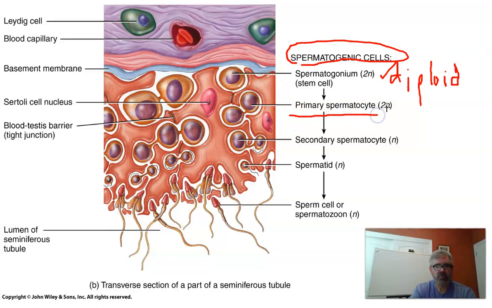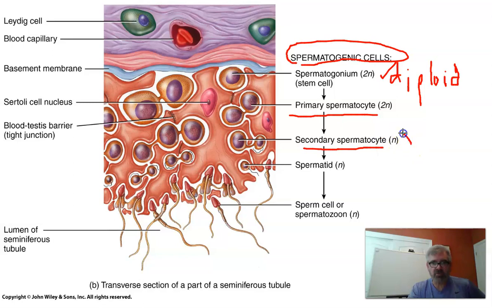Okay. Then as they mature, they're going to come out here, and the next stage will be primary spermatocyte, which are still in the 2n state, diploid, so make sure you know that. Then they're going to mature into secondary spermatocytes, and we'll look at this a little closer to see exactly the process as it goes on in a minute. Okay, so the secondary spermatocytes are next.